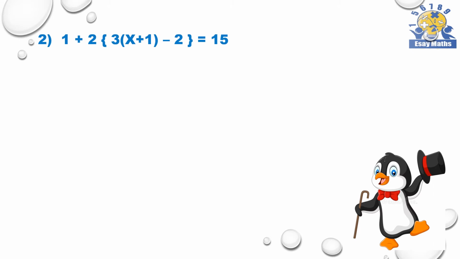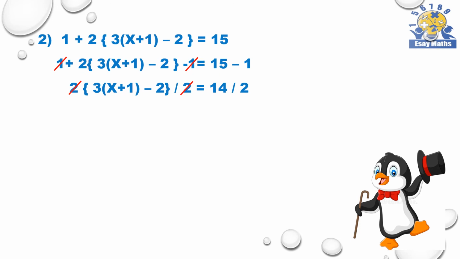So, in this question, in the left hand side there are two terms. So you can't divide all the terms by 2. Then at first you should remove that plus 1. To remove that plus 1, you can put minus 1 for both sides.